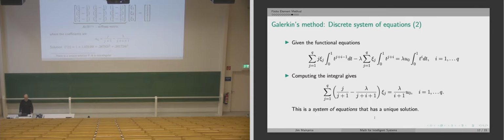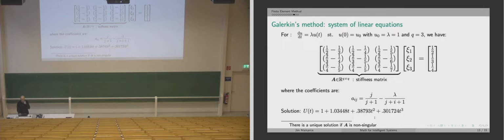We can pack that into a matrix form, and we take u0 and lambda equal to 1, and the order of the polynomial equal to 3. And so that gives us that matrix, and we can solve it by inverting the matrix. This matrix is called the stiffness matrix. So now at that point, we have a similar system as the finite difference method.